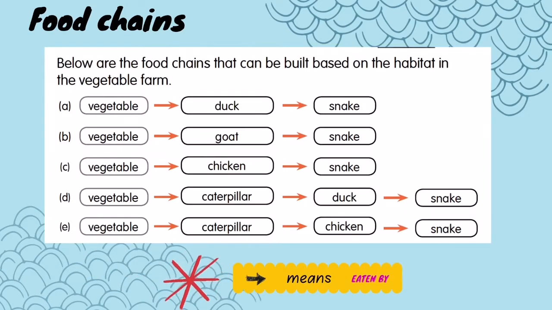So here are the food chains that can be built based on the habitat in the vegetable farm. You still remember the food chain is the food relationship among living things. And the arrow here means eaten by. So there are 5 food chains we can build in the vegetable farm. Remember, we must start with plant in any food chain we want to build.